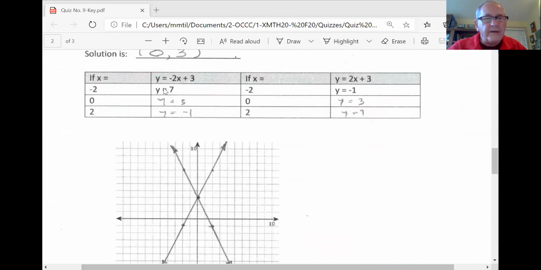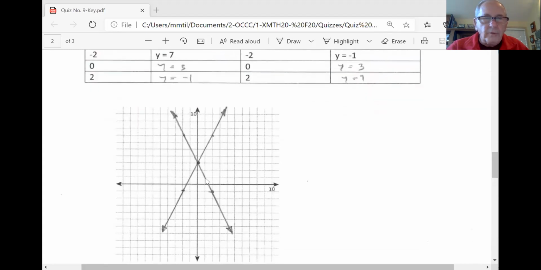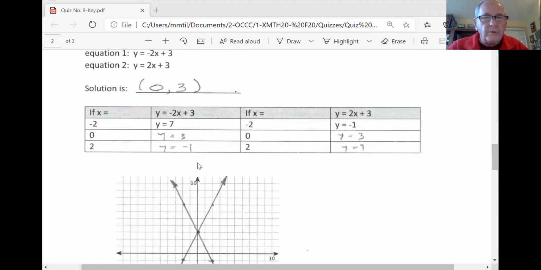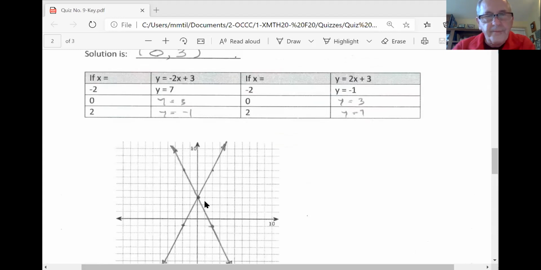And so negative 2 and 7, negative 2 is here, and a plus 7 is up. So that first point is right there. That second point is 0 and 3, which is right there. And the third point is 2 and negative 1, which is right there. Draw a straight line through it. This becomes the linear equation for y is equal to minus 2x plus 3. Do the same thing with this one over here. And you'll see when they cross right here, the solution to these two equations is 0 and 3. That's where they cross. That's the solution.